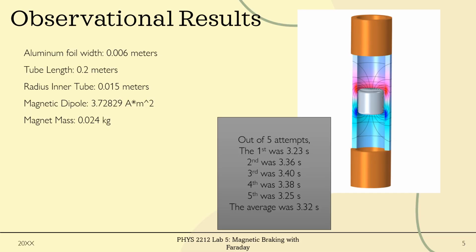As for the observational data and results, the aluminum foil width was 0.006 meters, tube length was 0.2 meters, the radius of the inner tube was 0.015 meters, the magnetic dipole from Lab 3 is 3.72829 ampere meters squared, and the mass of the bar magnet was 0.024 kilograms. As for average experimental time, out of 5 attempts, our average was 3.32 seconds.